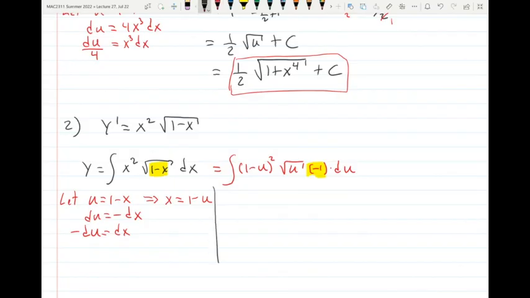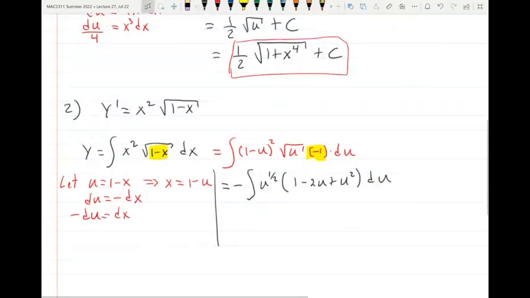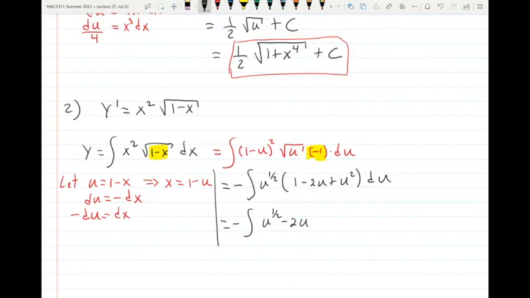So let's do it. I'm going to put the negative outside, okay? And then I'm going to have my square root here. I'm going to write it as u to the 1/2, and then the (1 minus u) squared, I'm going to expand it. That's 1 minus 2u plus u squared. Then I'm going to have my negative here. I'm going to distribute. So that's u to the 1/2 minus 2 u to the, so 1/2 plus 1, that's 3/2, and plus, then 1/2 plus 2, that is 5/2.